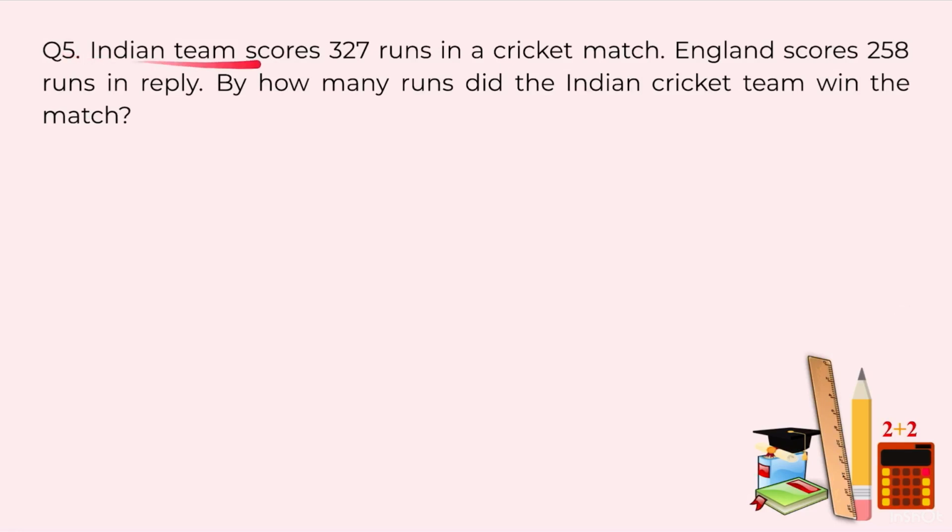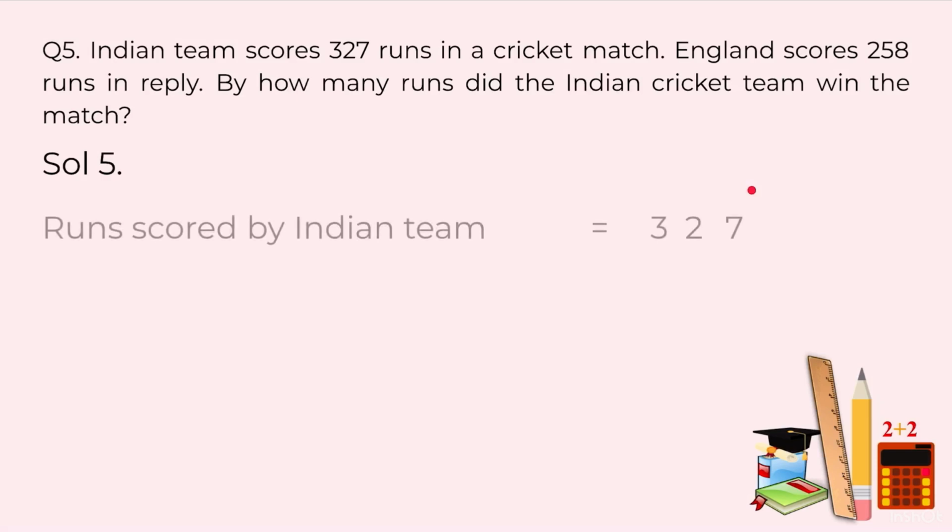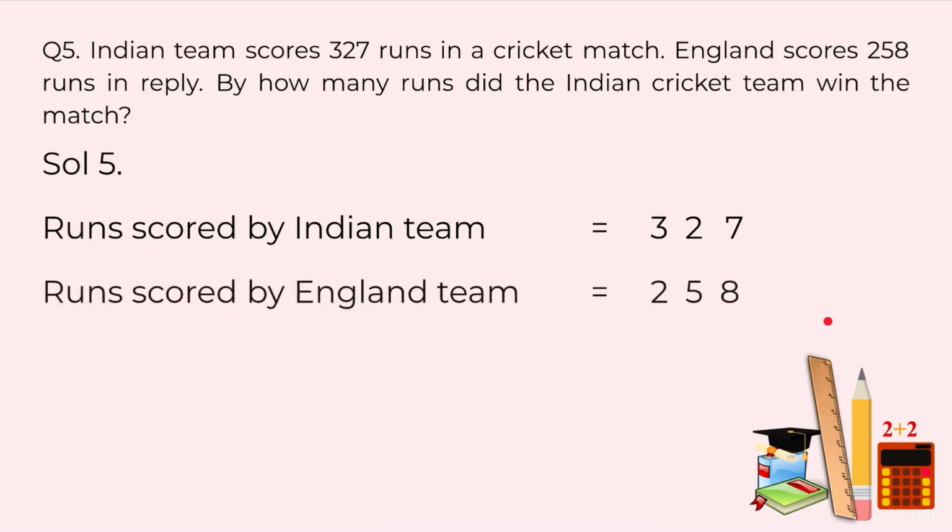Question 5. Indian cricket team scores 327 runs in a cricket match. England scores 258 runs in reply. By how many runs did the Indian cricket team win the match? So again we'll read the information in bits. First bit of information here is Indian cricket team scores 327 runs in a cricket match. In the first sentence, they have told us about runs scored by Indian team. So we will write runs scored by Indian team is equal to 327. In the second statement, we will write about what information is given to us in the second sentence. England scores 258 runs. So runs scored by England team is equal to 258.